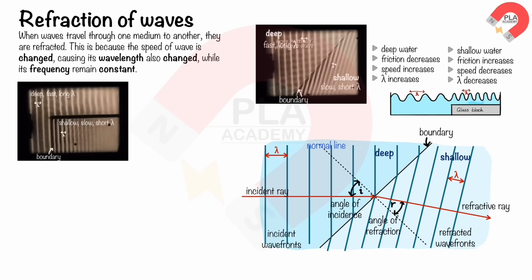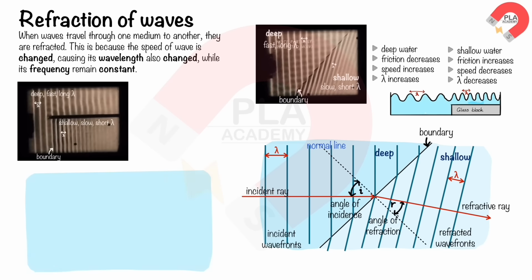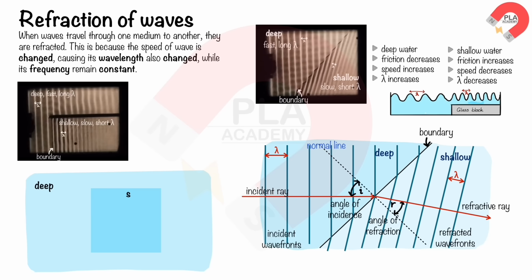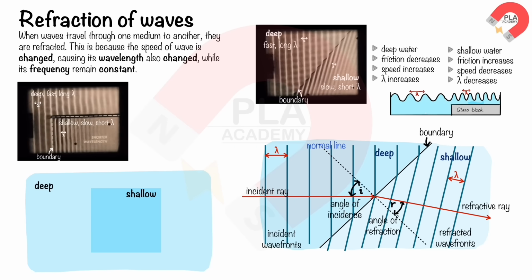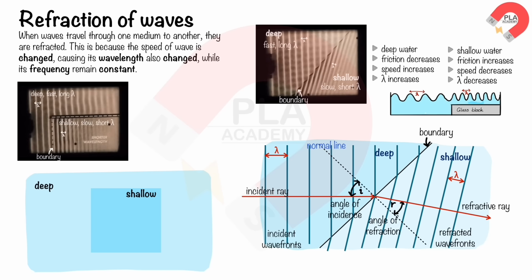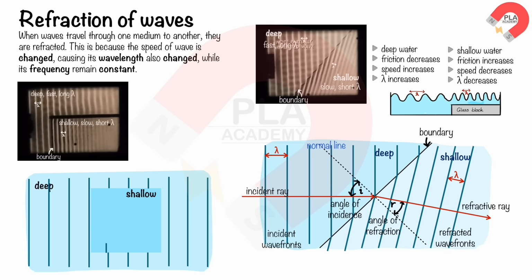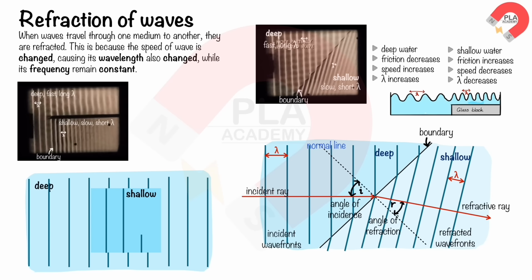Draw the diagram to show the refraction of the wave in this situation. This region is deep water. This region is shallow water. Draw the incident wavefronts of the wave in deep water. Draw the refracted wavefronts of the wave in shallow water.